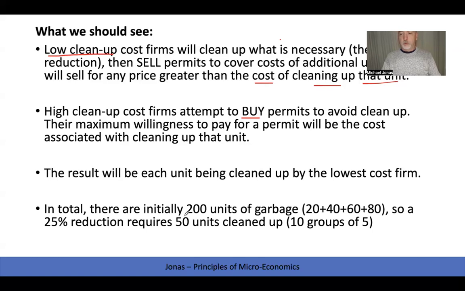So just to look at those aggregate numbers here, to begin with, we had 200 units of pollution across our 4 firms, the 20 plus 40 plus 60 plus 80. We need to reduce that, right, in aggregate by 25%. So we need to clean up 50 units, or 10 groups of 5 need to be accounted for. It just won't be equally distributed across the board, 25% cut like we saw before.